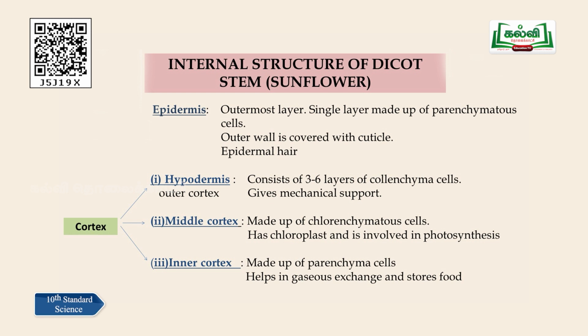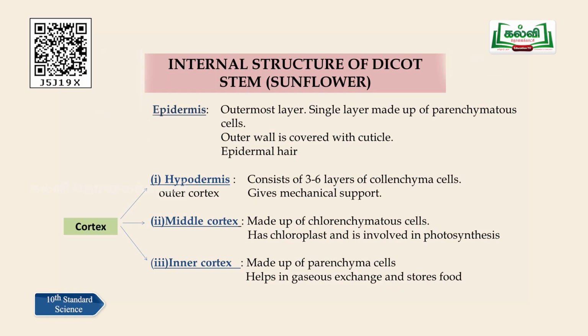The outer cortex is called the hypodermis. It consists of 3 to 6 layers of collenchyma cells and it gives mechanical support to the plant. The middle cortex is comprised of chlorenchyma cells, which help in photosynthesis. The innermost cortex is made up of parenchyma cells and it helps in gaseous exchange and storage of food.